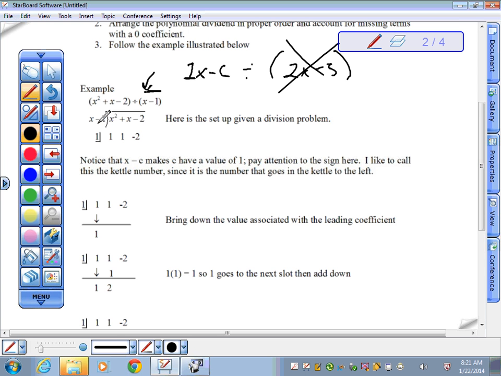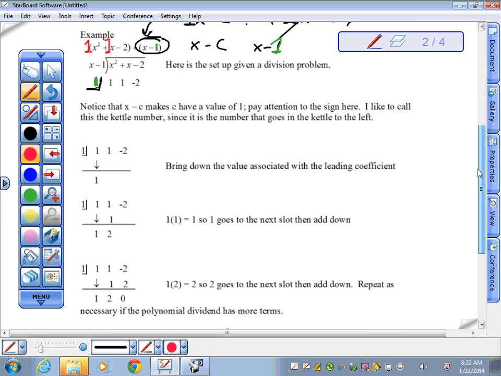So how this works for a shortcut is we have this x minus c, and I like to call this the kettle number. So we're going to make this little kettle over here. If I call it x minus 1, the number 1 is the number that goes in the kettle because it's in the form of x minus c. The c constant, so to speak, is a 1 in this case, so a 1 goes in the kettle. That's where this 1 is coming from. Then I have my coefficients that go with my original expression. So I've got a 1, 1, negative 2, and I'm just going to write them down: 1, 1, negative 2.